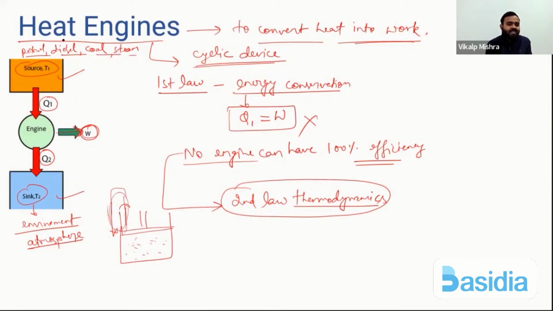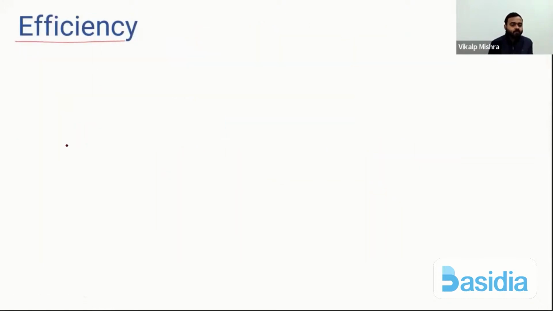So heat engine works on a cyclic process. So it's a cyclic device. ठीक है. चलो अब देख लेते हैं इसकी एफिशिएंसी क्या होती है. जो एफिशिएंसी हम लोग डिनोट करते हैं वो ईटा इस सिंबल से डिनोट करते हैं. एंड एफिशिएंसी इज व्हाट, आउटपुट डिवाइड बाय इनपुट. सिंपल, आउटपुट डिवाइड बाय इनपुट.